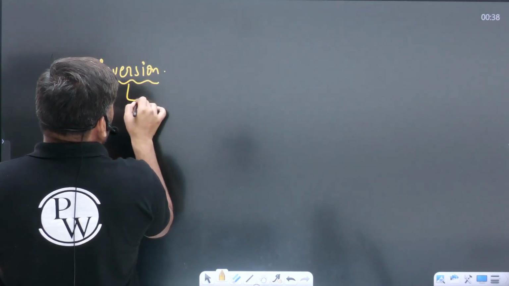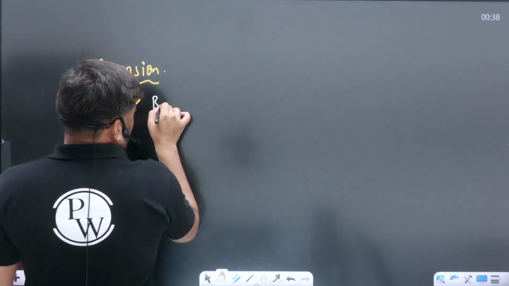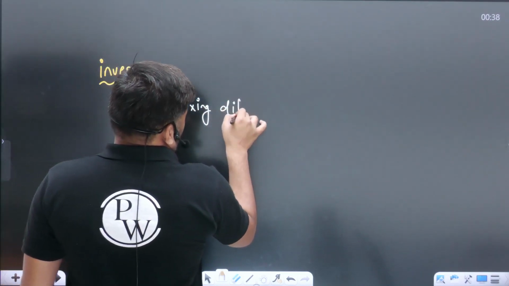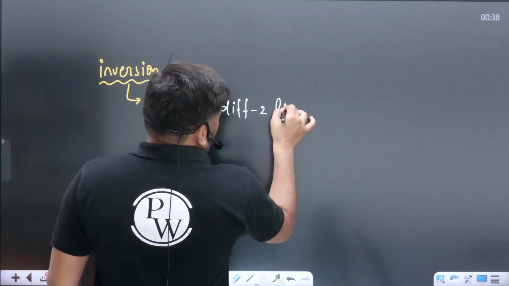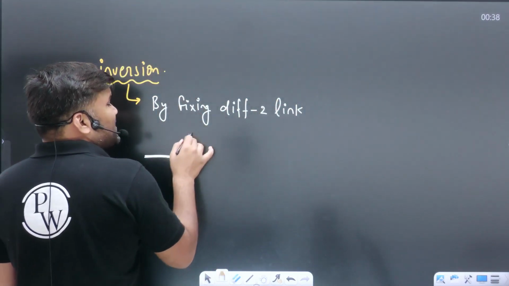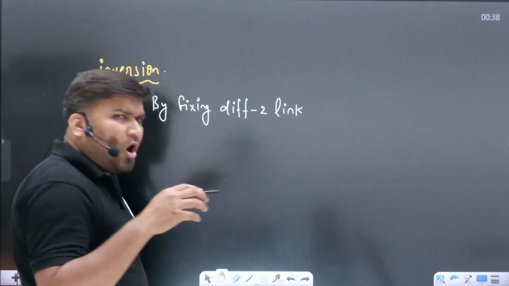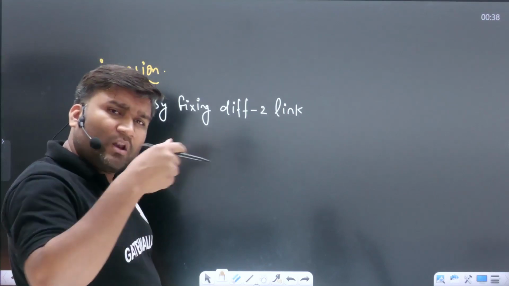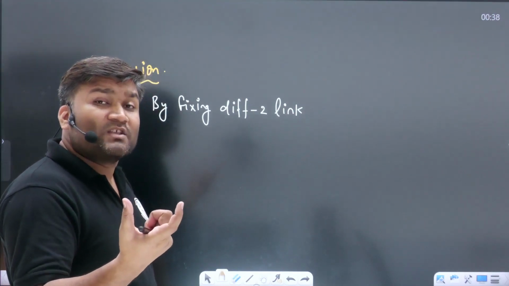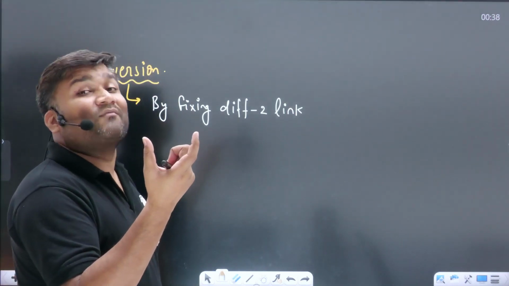Inversion का क्या मतलब होता है? Inversion means by fixing different links, one at a time. कॉमन सेंस वाली बात है. ऐसा मत कर देना कि सर लिंक 1 को फिक्स कर दिया है, देन लिंक 2 को भी फिक्स कर दिया है, देन लिंक 3 को भी फिक्स कर दिया. Either you can fix link number 1 or you can fix link number 2 or link number 3 or link number 4 one at a time. Link 1 को fix करो and then try to see which kind of motion is there. Link 2 को fix करो, try to see which kind of motion. Link 3 को fix करो, try to see which kind of motion.